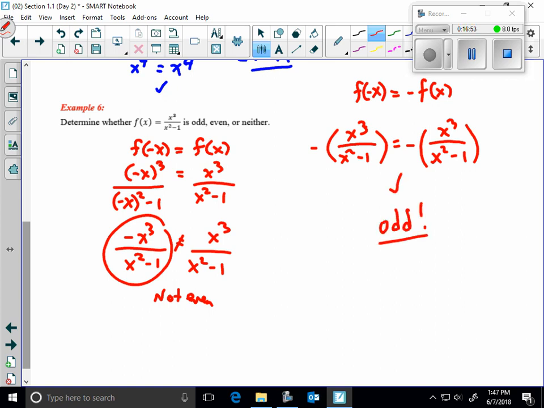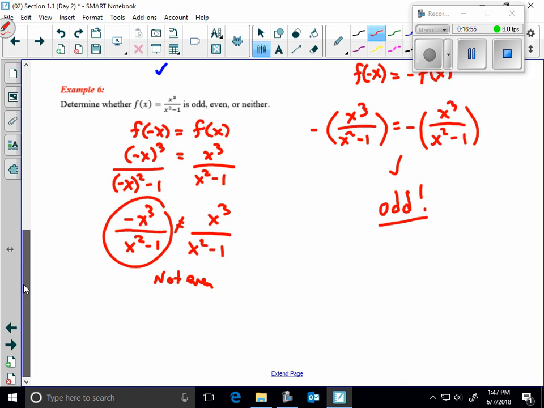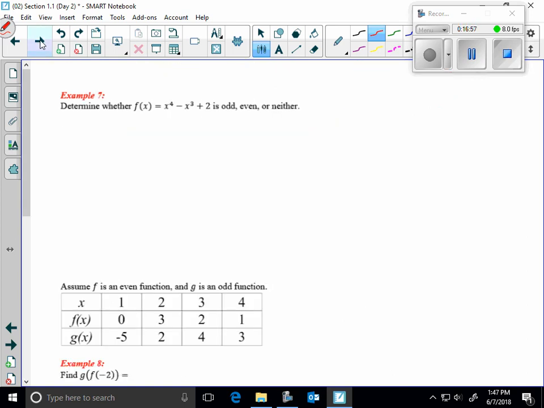All right, let's move on. Determine whether the following function is even, odd, or neither. You're probably like, oh, it's going to be neither, and you're right, but let's confirm it. So let's see if f of negative x equals f of x. I'm not rewriting the right side. We already know what it's supposed to be.